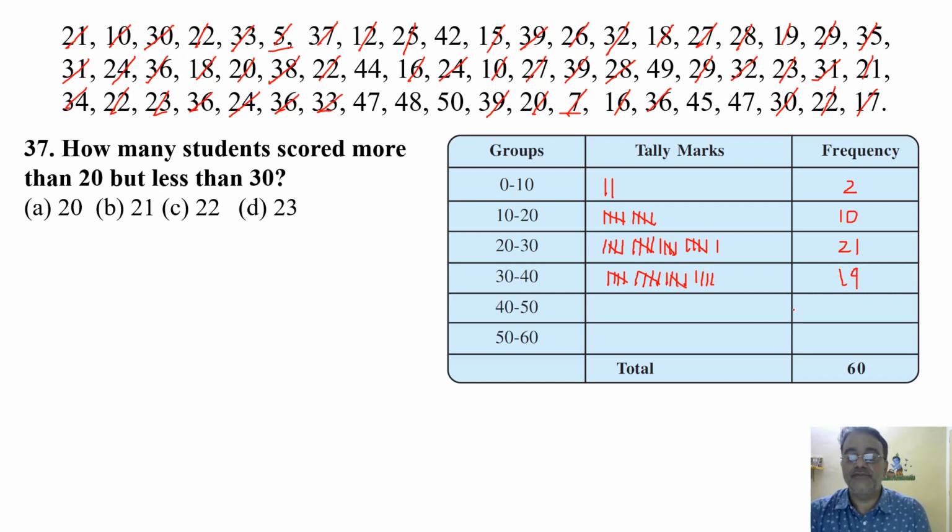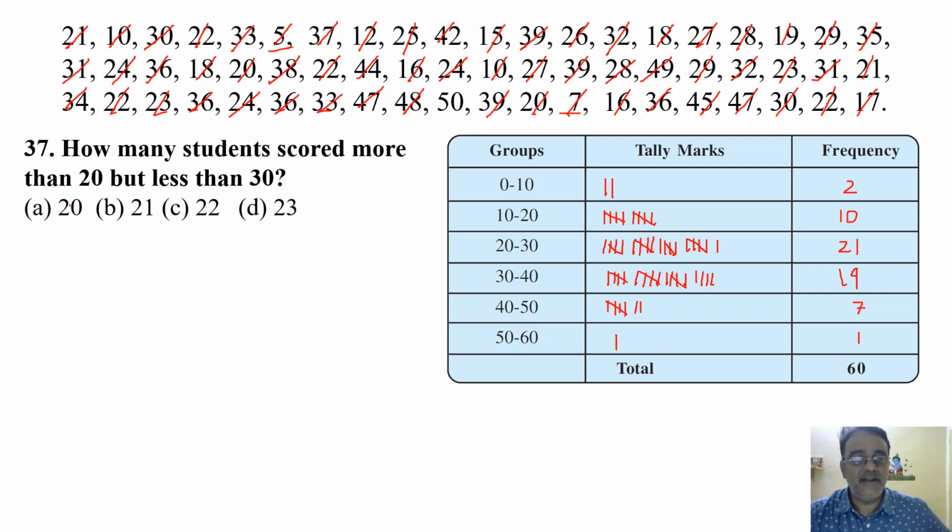Right. In 40 to 50, we can include 40, but we should not include 50. So 1, 2, 3, 4, 5, 6, 7. Only one is left, maybe only one, the 50. Yes sir. Right. So this is 7 and this is 1, the last one.